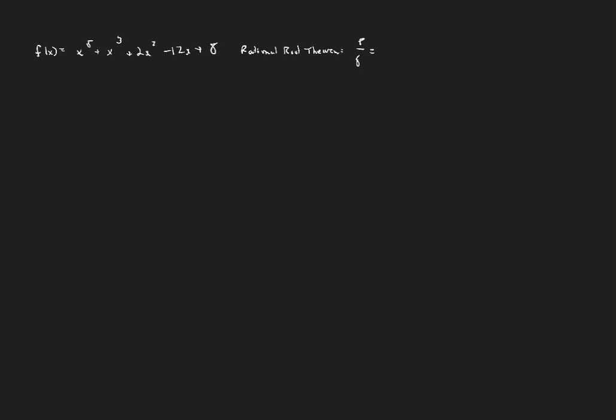So remember, the p's are the things that are going to divide into the constant evenly. So that could be plus or minus 1, plus or minus 2, plus or minus 4, or plus or minus 8. The q's are going to divide into the leading coefficient evenly, and fortunately enough, that means we're going to have just plus or minus 1. So our p over q's are going to be the same list that was our p's. They're going to be 1, 2, 4, and 8.